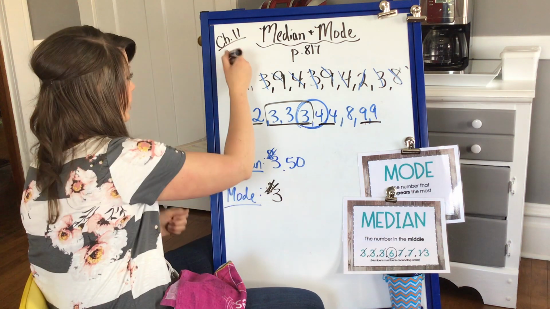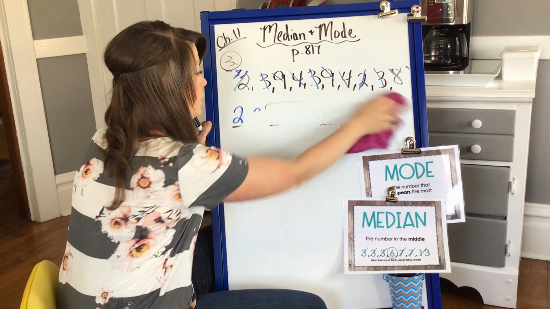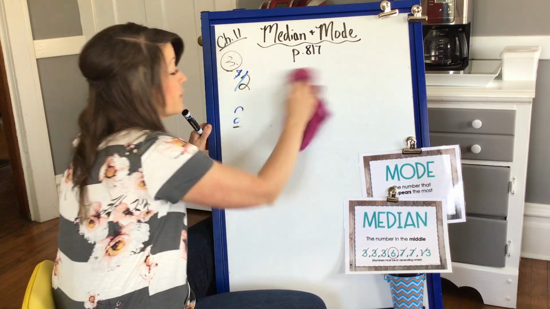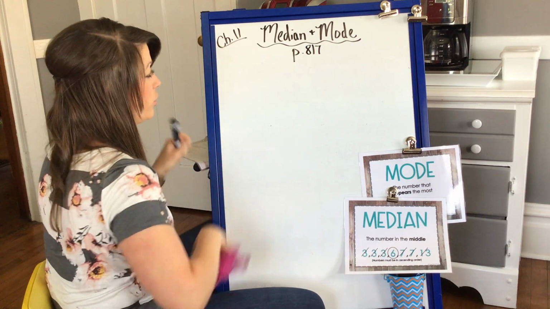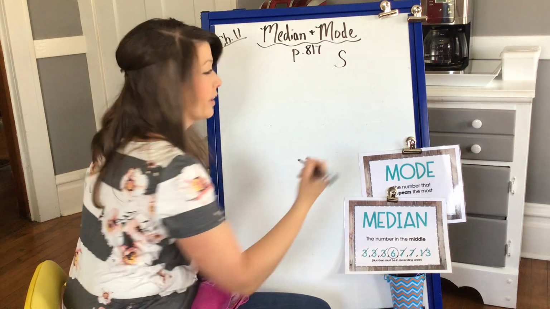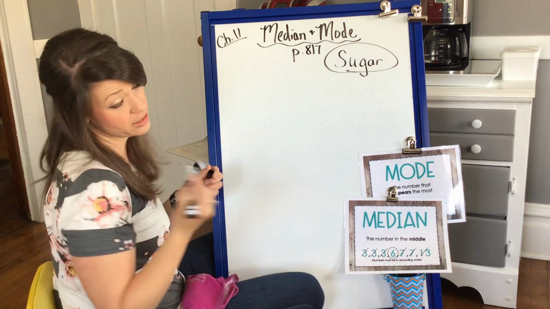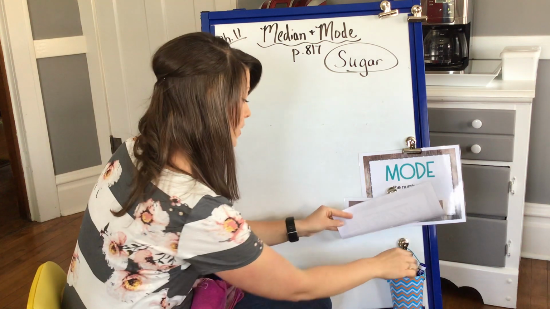Okay, so that was, I believe, number 3. All right, on this one, I'm going to give you your code word. Your code word is going to be something that goes along with my coffee from my last video. Sugar, because obviously you need sugar if you're going to be drinking coffee.